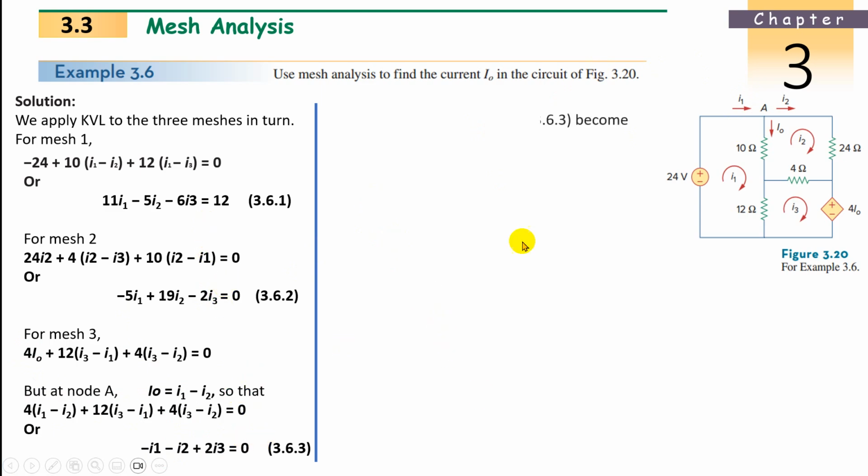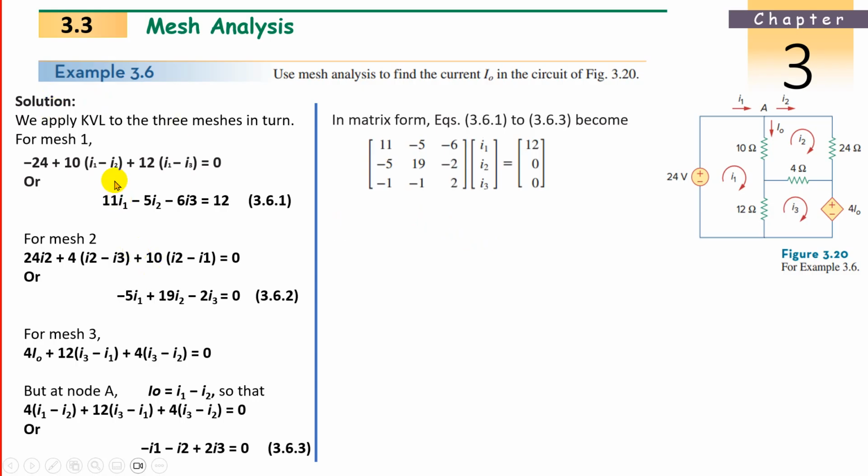Now make it in the matrix format. 11, minus 5, minus 6. Then minus 5, 19, minus 2. Then minus 1, minus 1, 2. Don't confuse this. Next, I1, I2, I3. On the right side, 12, 0 and 0. Easy now, more zeros are there, easy for our calculation. So you are happy.